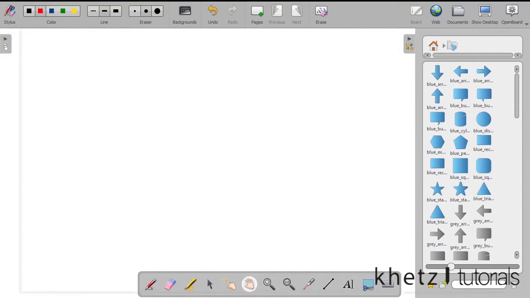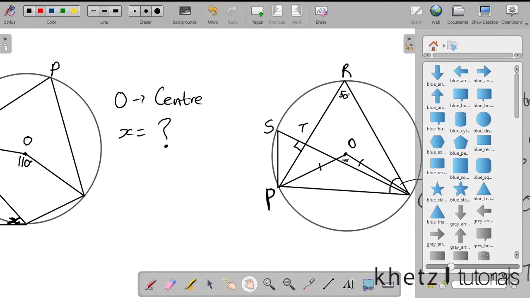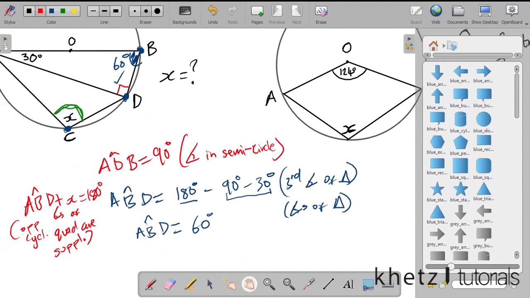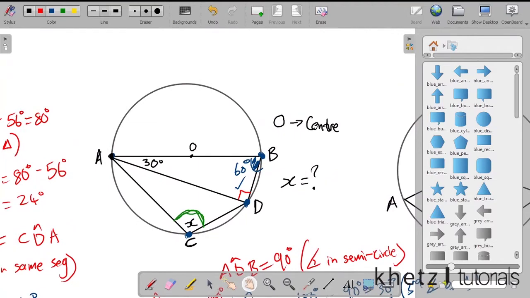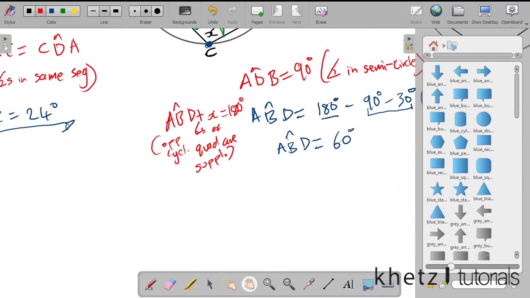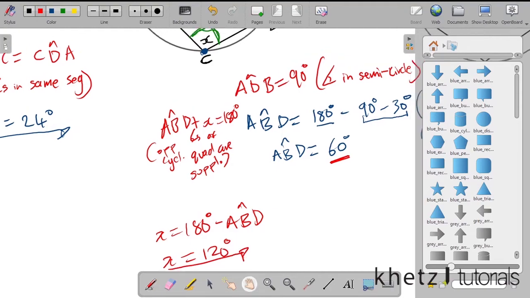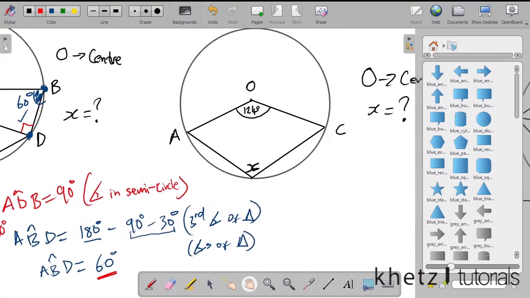Okay, now that we know that the opposite angles of a cyclic quadrilateral are supplementary, we can compute the value of X, which is what we're interested in the question. So given this diagram and asked to compute the value of X, we can say X is equal to 180 degrees subtract ABD, and the value of ABD is 60, and therefore our answer for X would be 120 degrees. So that is that for that question. We move on to the next example which I have.